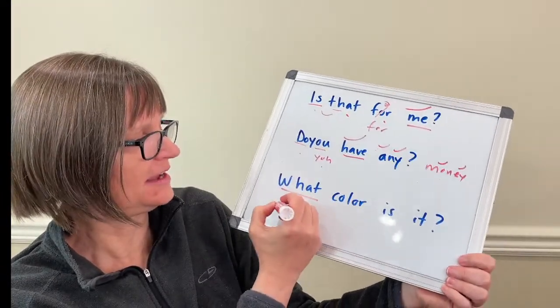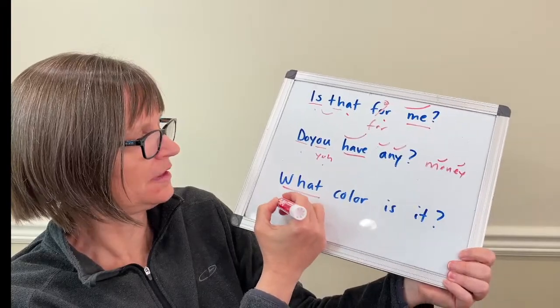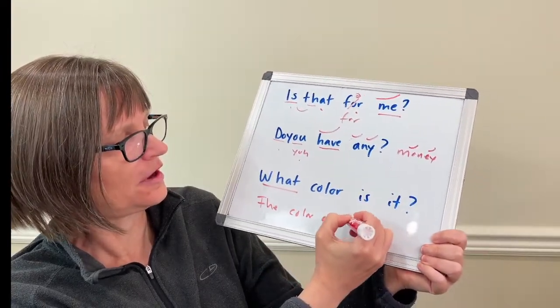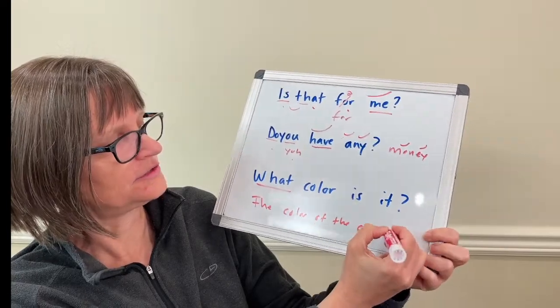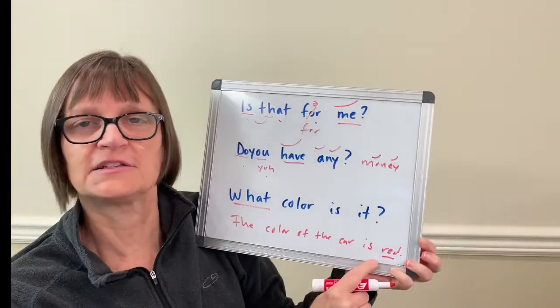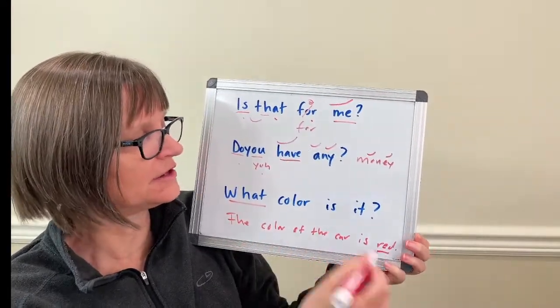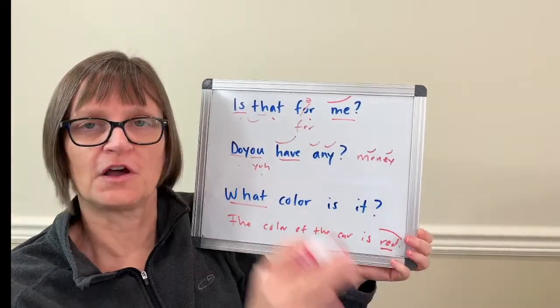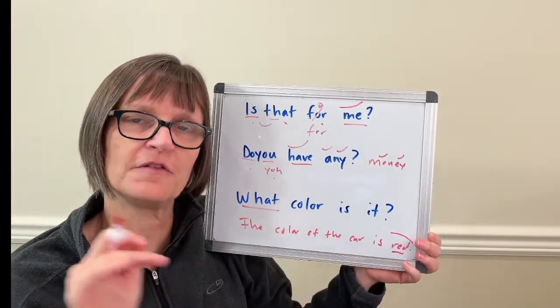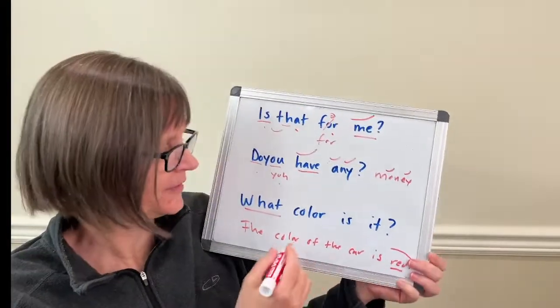So if I say the color of the car is red, I'm stressing on red. That's the last content word. The color of the car is red. And I'm falling off. I don't have to, my pitch can be in the middle and then drop off. The color of the car is red.